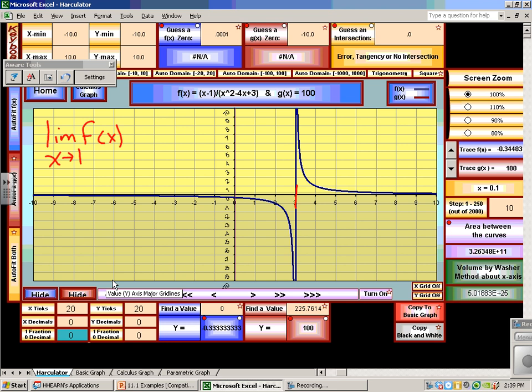And I see 1 looks pretty tame. Once again, it looks like our left hand and right hand approaches are in consensus to some value. So we may, if we hadn't already checked it, be tempted to just go ahead and try putting 1 in here. And we see that we have a division by 0, which of course we already knew. So once again, what do we do?